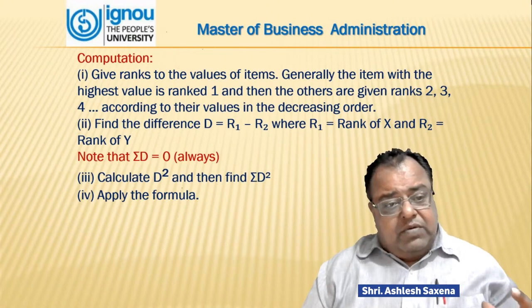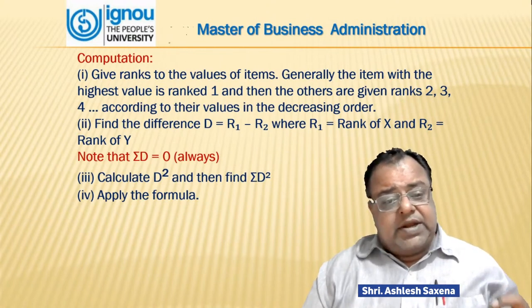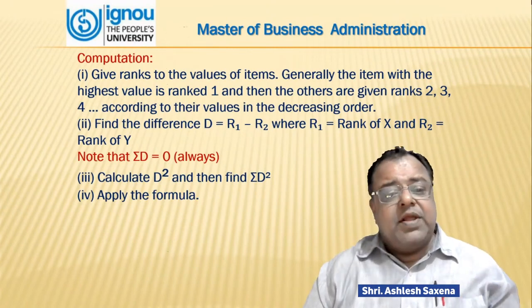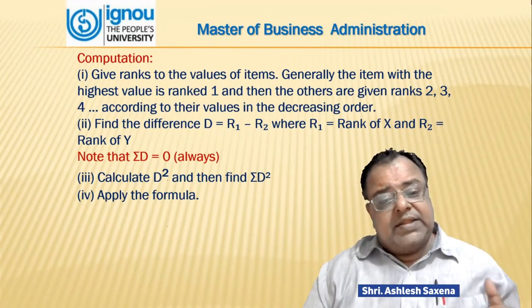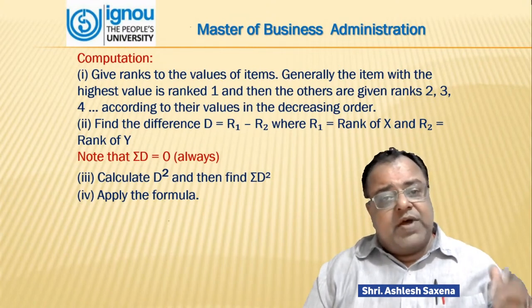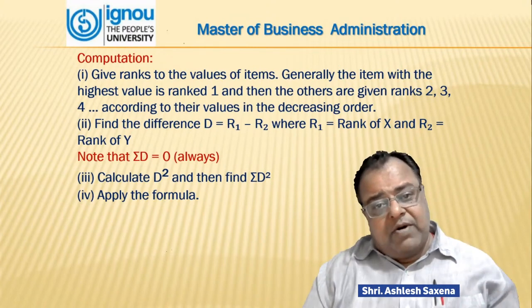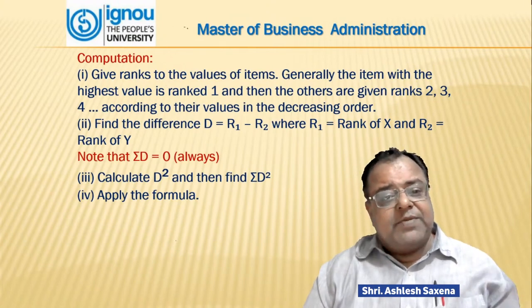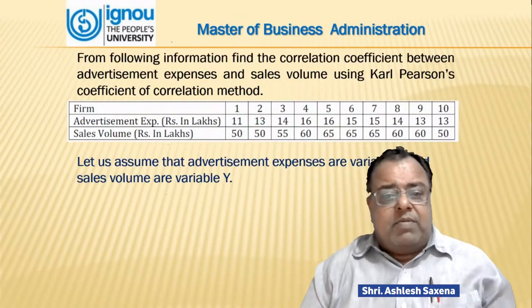We have to check that summation T is 0, and it will always be 0. Then we calculate T square and then summation T square, and we apply the formula, that is R equal to 1 minus 6 sigma T square upon n into n square minus 1. Now we will go through a problem.